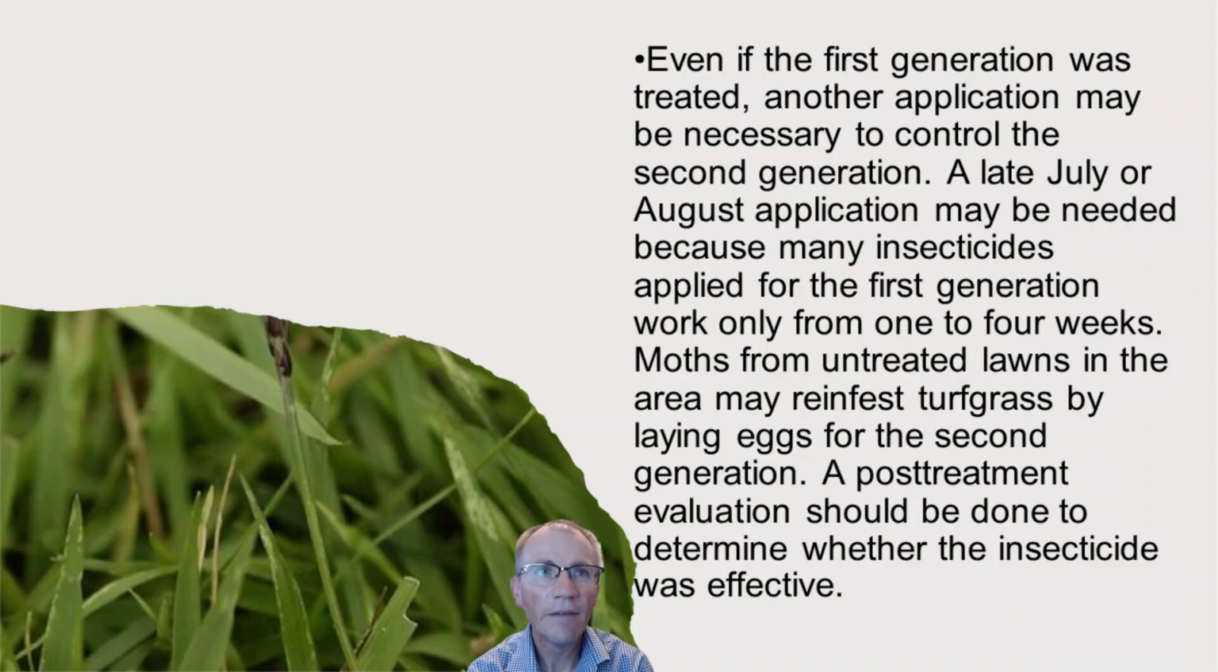application rate. Even if the first generation was treated, another application may be necessary to control the second generation. A late July or August application may be needed because many insecticides applied for the first generation work only from 1 to 4 weeks. Moths from untreated lawns in the area may reinfest turfgrass by laying eggs for the second generation. A post-treatment evaluation should be done to determine whether the insecticide was effective.